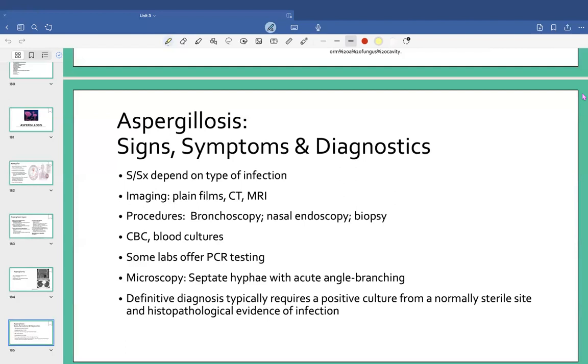Here are some examples. So you'll see that big aspergilloma in that upper lobe of that lung, and on autopsy, what that aspergilloma looks like. That is in a patient with sarcoidosis.